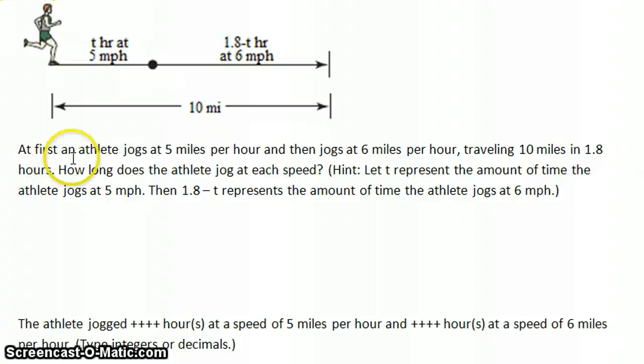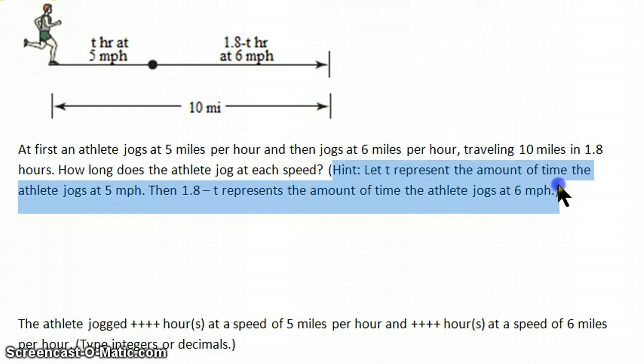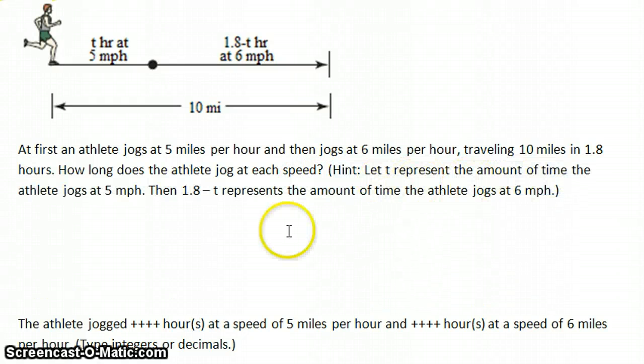It says, at first an athlete jogs at 5 miles per hour and then they jog at 6 miles per hour, traveling 10 miles total in 1.8 hours total. How long does the athlete jog at each speed? And then there's this really important hint. Let t represent the amount of time the athlete jogs at 5 miles per hour. Then 1.8 minus t represents the amount of time the athlete jogs at 6 miles per hour.